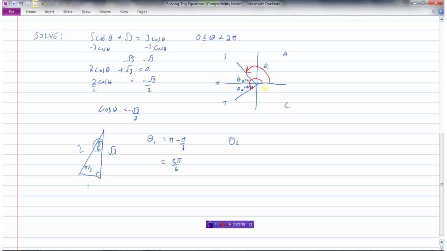And our second answer would be this one, which is all the way to pi plus some pi over 6. And so this would be 6 pi over 6 plus 1 pi over 6, which is 7 pi over 6. So those would be our two angles for theta that would satisfy this equation that we were given here.